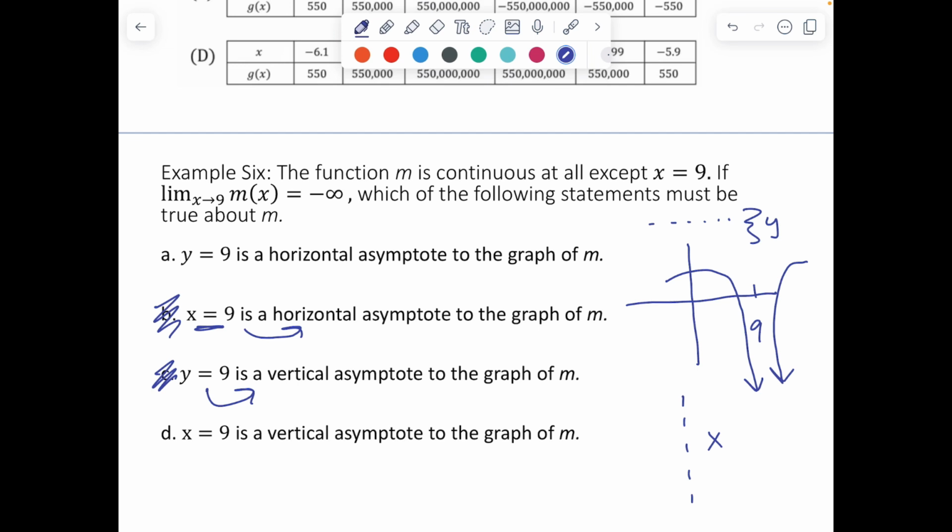We haven't really talked about horizontal asymptotes yet. We'll talk more about that later this week. But if I show you my sketch over here, at x equals 9, if the function is approaching negative infinity there has to be a vertical asymptote. So the answer for this one is D. This totally could be true, maybe, but we don't know that, so I'm taking that out.